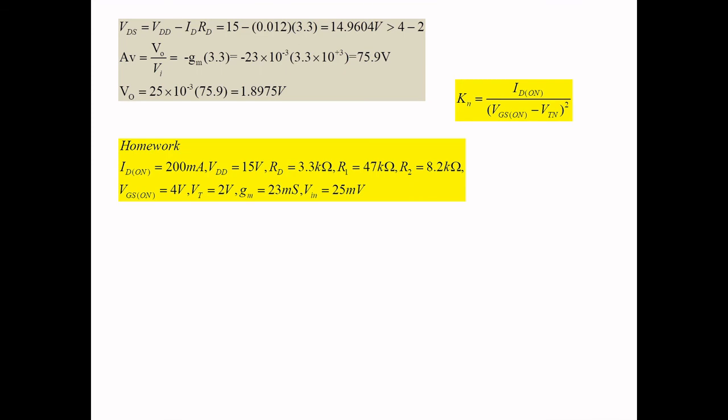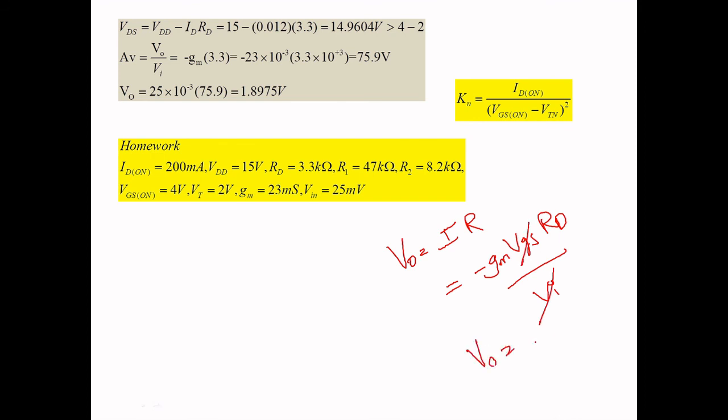Then I want to find your AV. So AV is nothing but V naught by Vi. V naught is I into R. Here it is Gm VGS into capital RD, divided by your input. Vi and VGS are both the same, so I can cancel. So AV will be minus Gm RD.